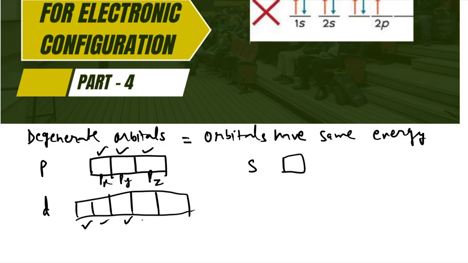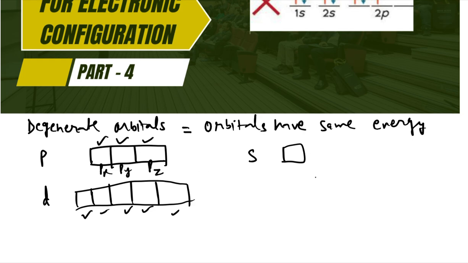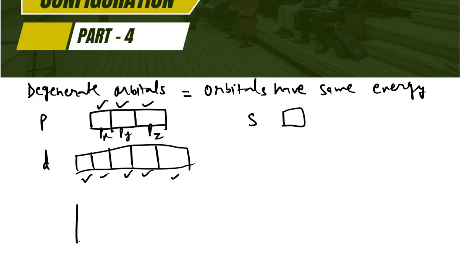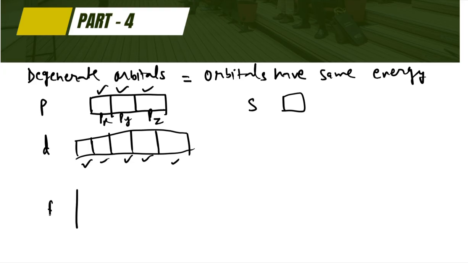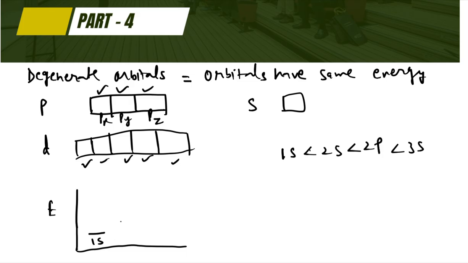Similarly, in d orbitals we have 5 degenerate orbitals. They all have the same energy, whereas in s we have only one orbital. If we have to arrange them according to the energy level, if you can recall the Aufbau principle, we had something like this: 1s has a lower energy as compared to 2s, then 2p and 3s, and so on. If we arrange this in an energy level diagram, you can easily see this is 1s, then 2s has a little higher energy, then 2p, and so on.